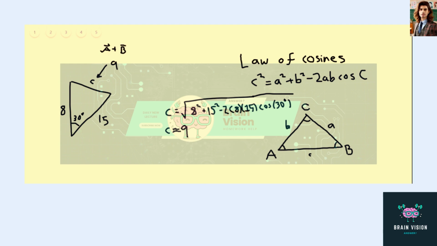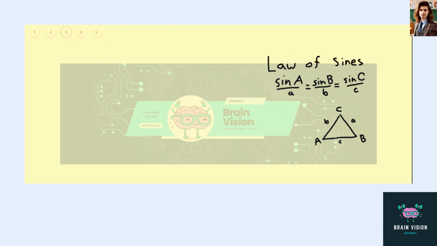But the thing is, we don't know the direction. Vectors have a magnitude and direction. And so that's where the next part of trigonometry comes into play, the law of sines. This is a good relationship that can give us all these quantities.